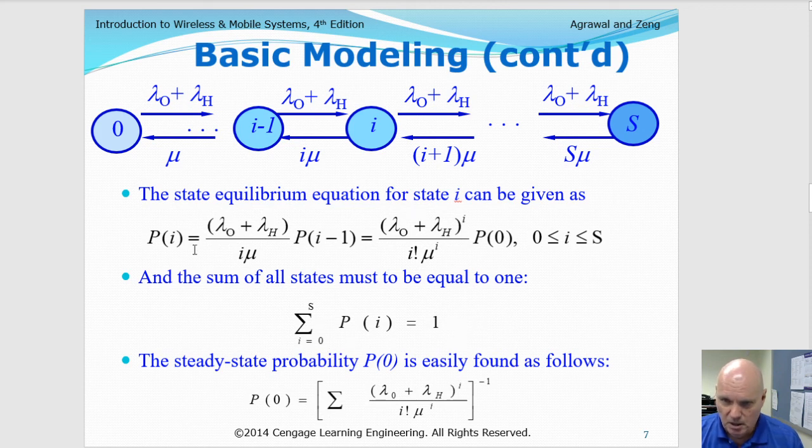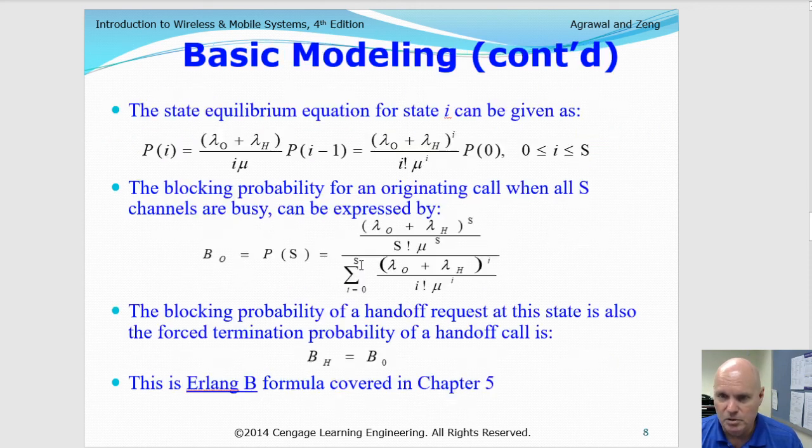So if we sum up the P of I's here from 0 to S and set that equal to 1, we can solve for P0, and we get this expression for the probability that no channels are in use, or all channels are available. So we can take this expression and plug it into this formula here and come up with the probability that I channels are in use.